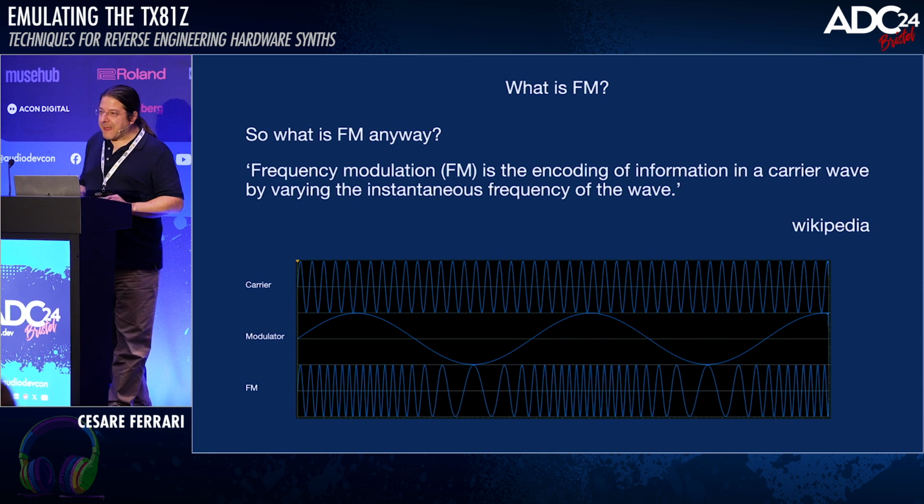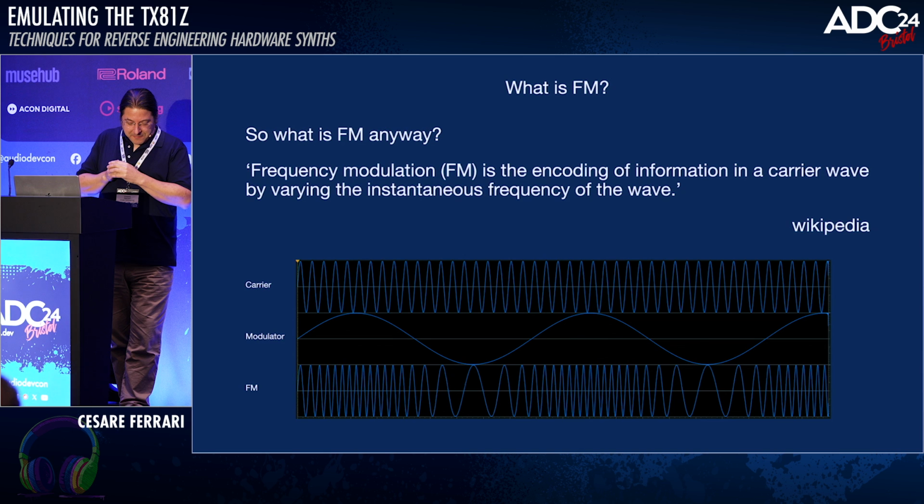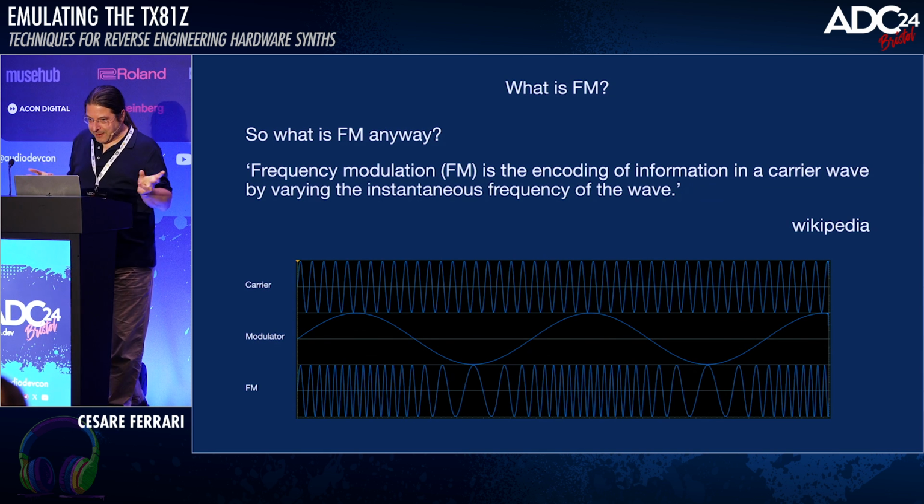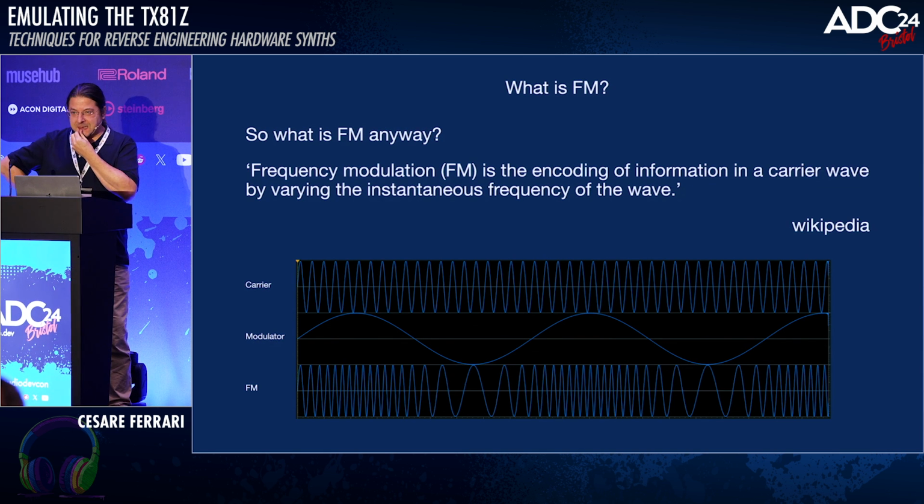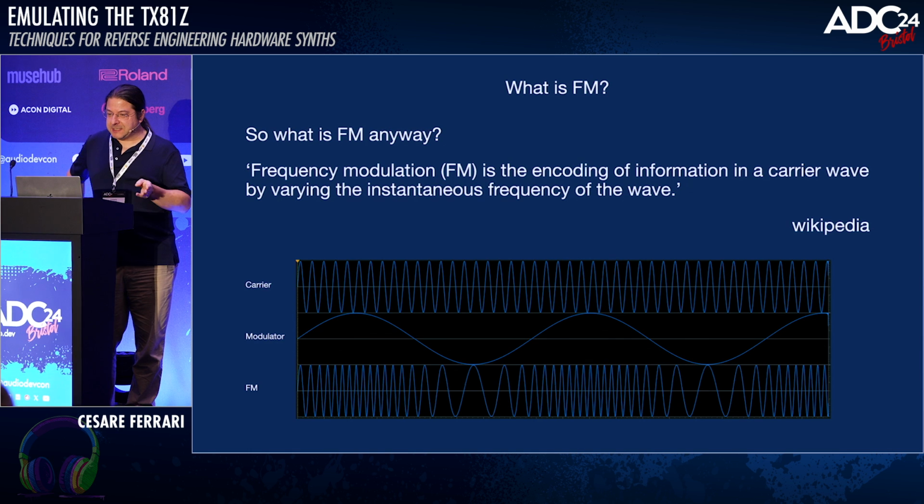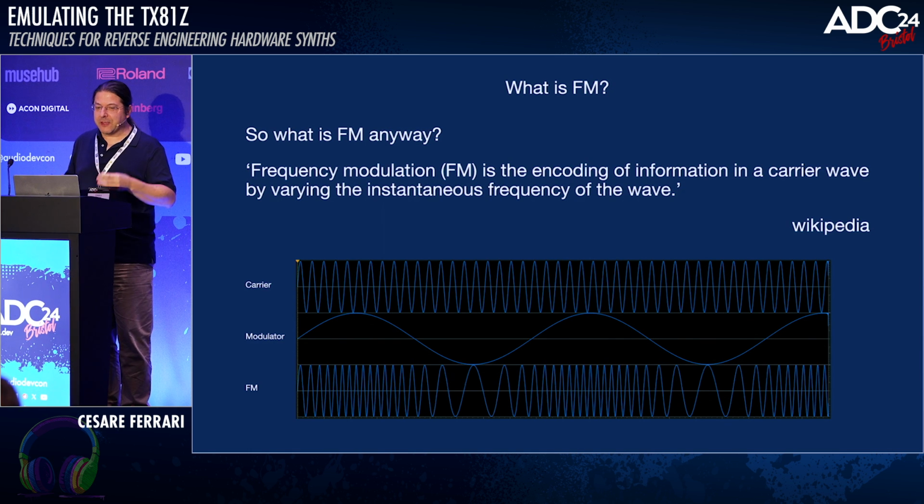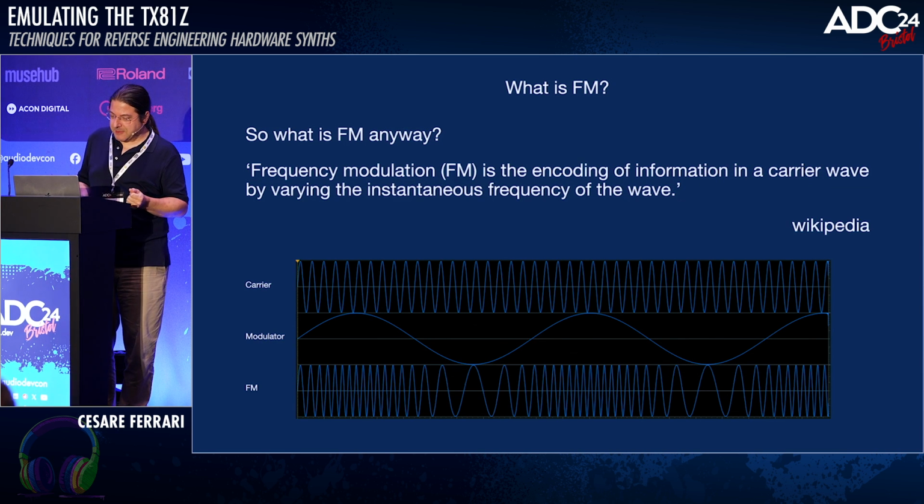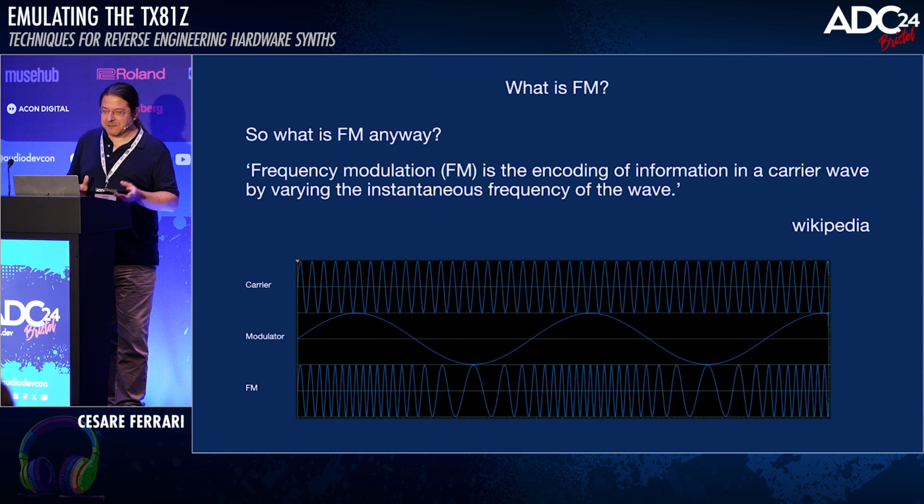So, FM. All these instruments, FM. Next step, what is FM? Well, you go to Wikipedia, of course, because it's always right. And it says, frequency modulation is the encoding of information in a carrier wave by varying the instantaneous frequency of the wave. Okay, that probably reads okay, but it's not hugely clear.